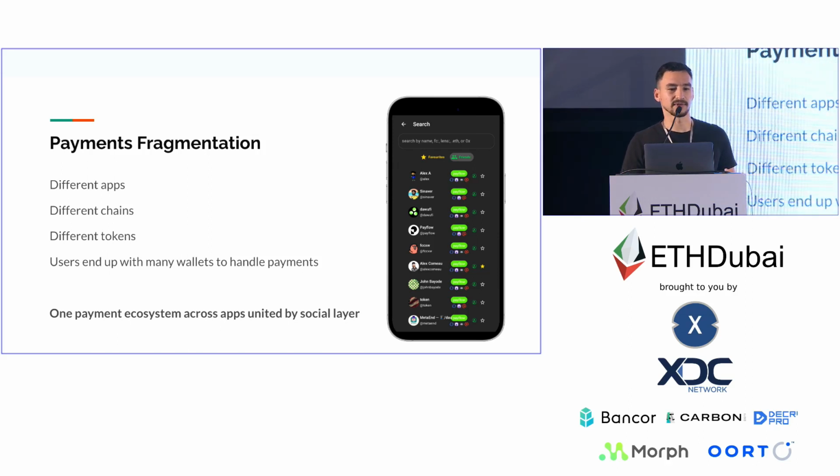And this results in payments fragmentation, where you have many apps, many chains, tokens, many wallets to manage, and so on. And I think it would be cool if there was one payment ecosystem which could be used across different apps, united by one social layer. And obviously there could be different social layers, like people can use Farcaster, Lens, or even Telegram usernames.